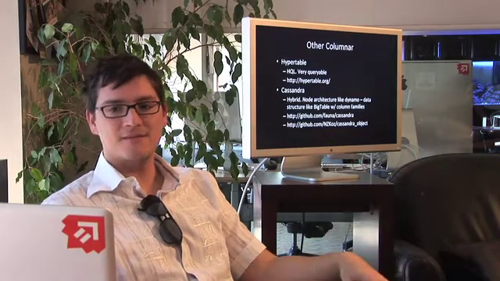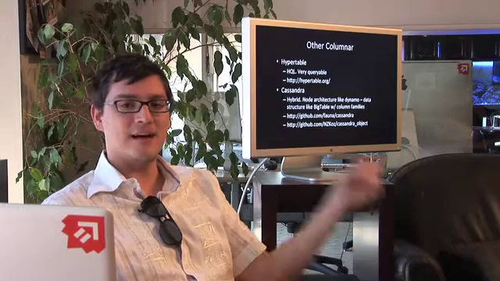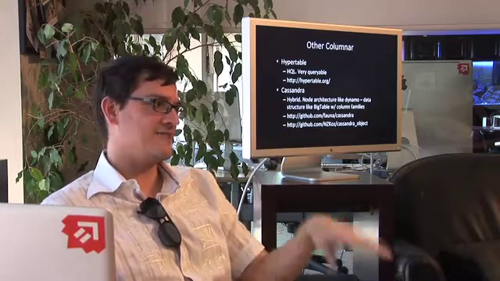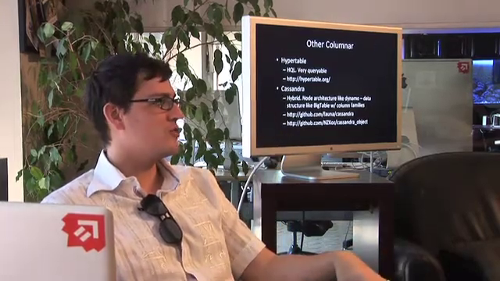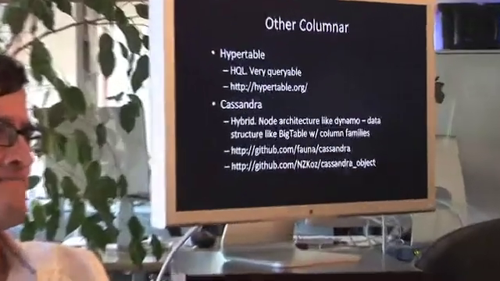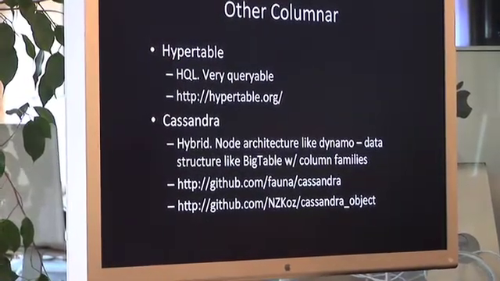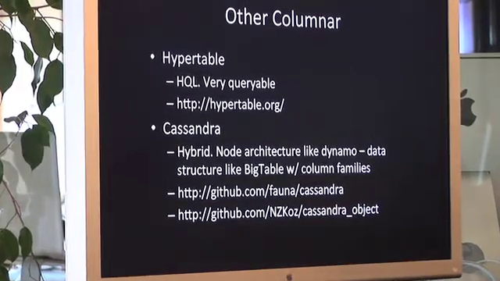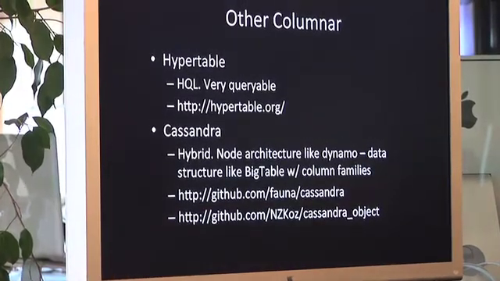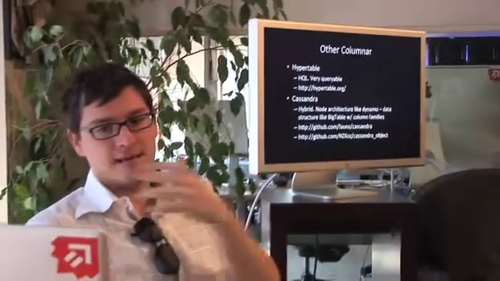Yeah, and here's some other columnar data stores we're taking a look at. I should mention also Hypertable does have this thing called HQL. Google also has, if you've ever used the Google App Engine, they have their own query language called GQL, sort of similar to that. It looks kind of SQL-ish, but it's not. You can't do joins or anything like that.